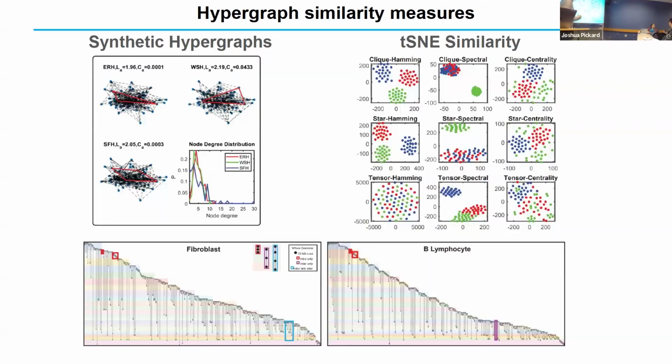So can I ask you a question on this? Oh, yes, please. It looks like in this case, the clique is not much worse or even better than the star. Is that right? Oh, yeah, clique Hamming is good. Thank you for pointing that out.